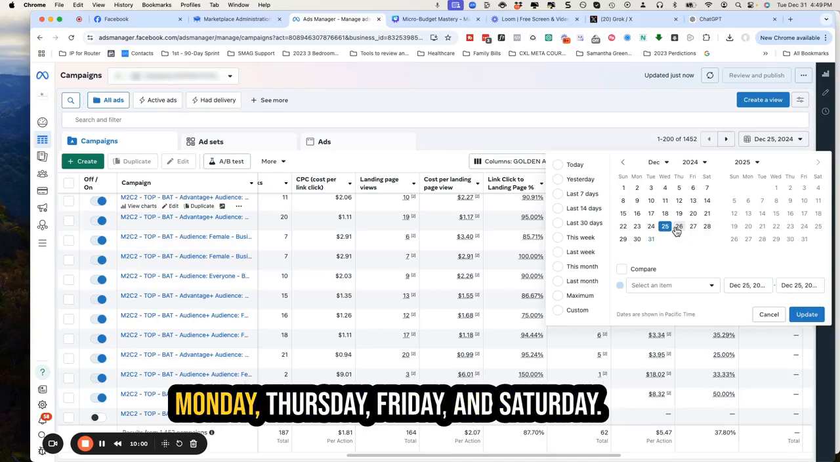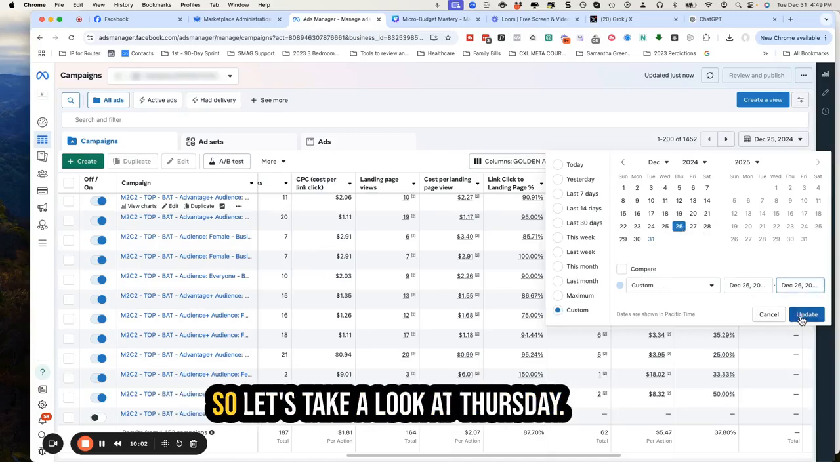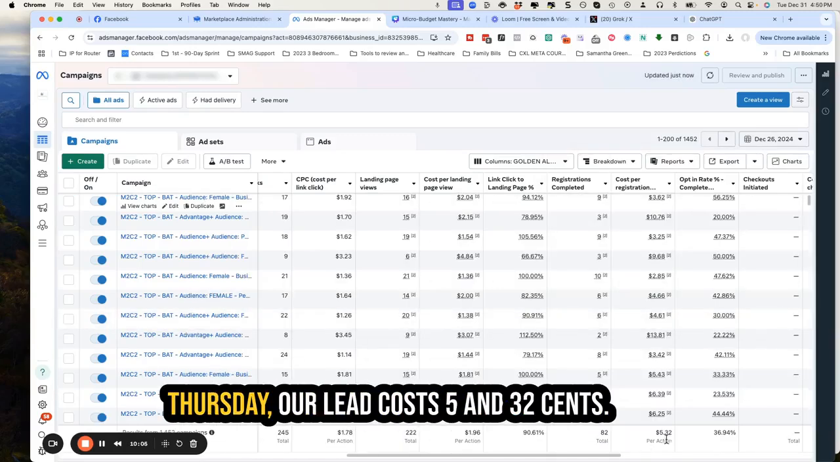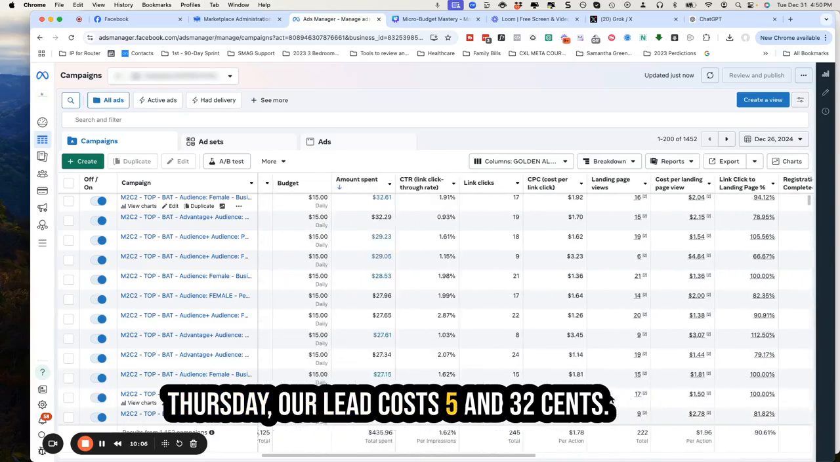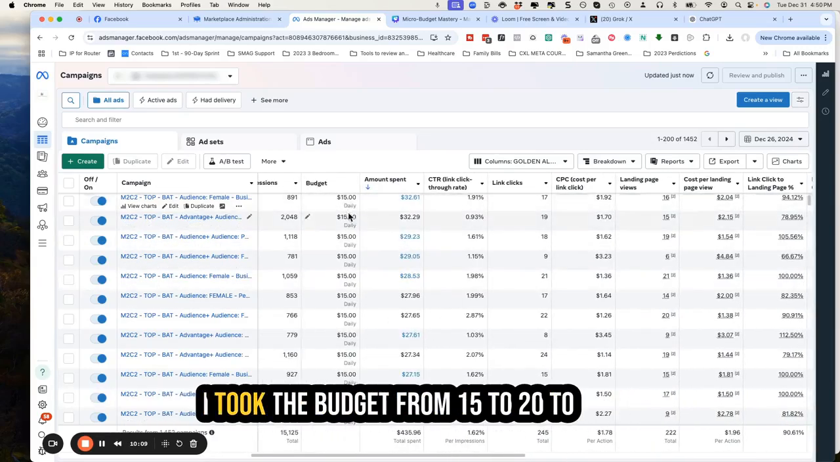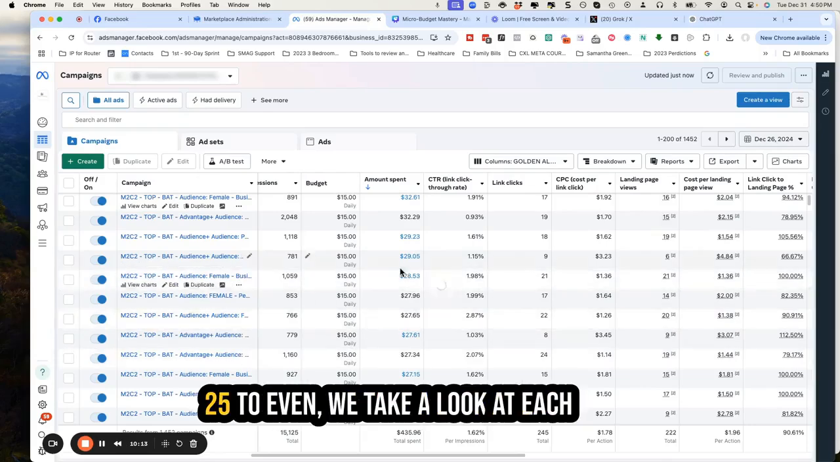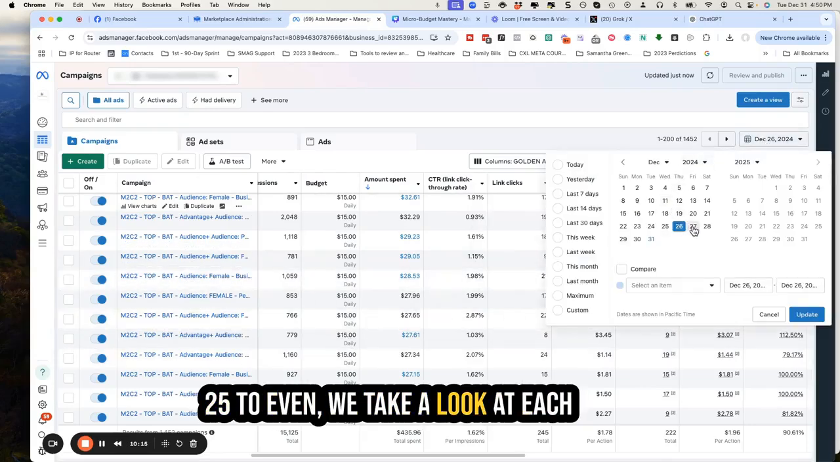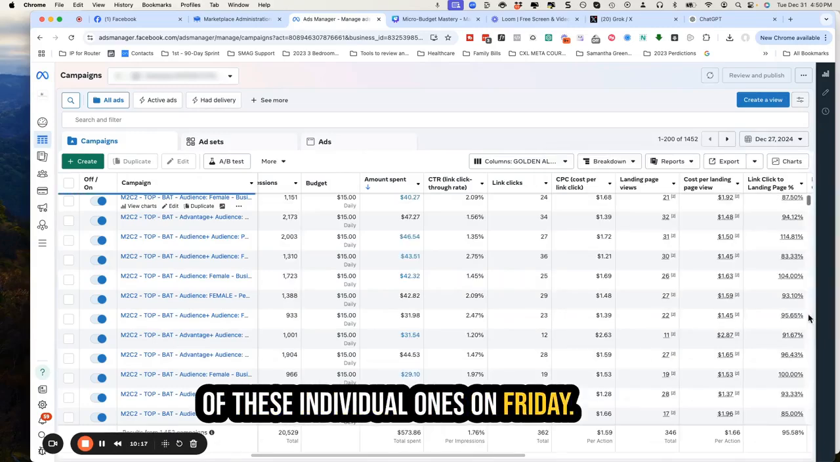We're going to spend the most Monday, Thursday, Friday, and Saturday. So let's take a look at Thursday. Thursday, our lead cost $5.32. I took the budget from $15 to $20 to $25, to even we take a look at each of these individual ones on Friday.